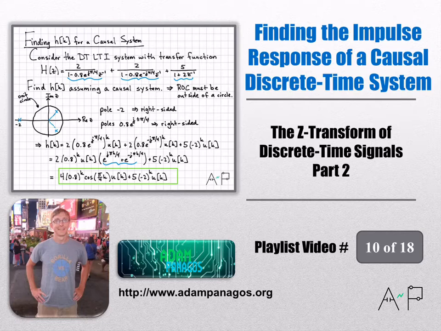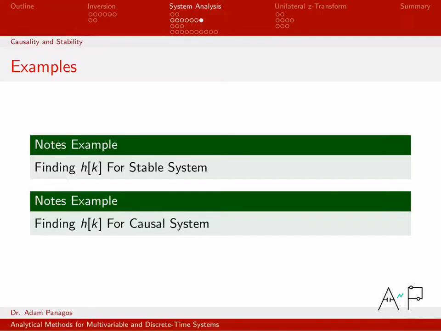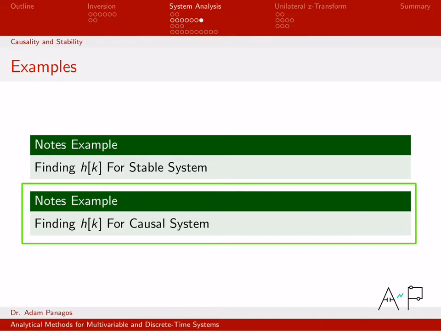So let's work another example where we find the impulse response of a discrete time LTI system. The system that we'll examine here is actually the exact same system that we examined in the previous video. However, in this example, when we find the impulse response, we're going to assume that we have a causal system. I actually think this problem is quite a bit easier because for a causal system, that means we need to have an impulse response that goes to the right.